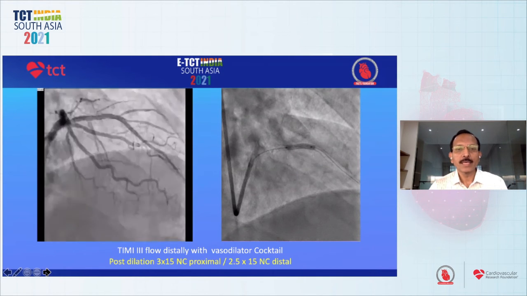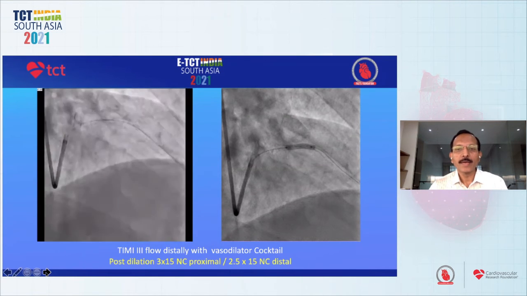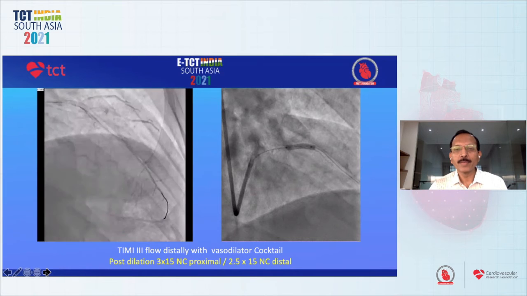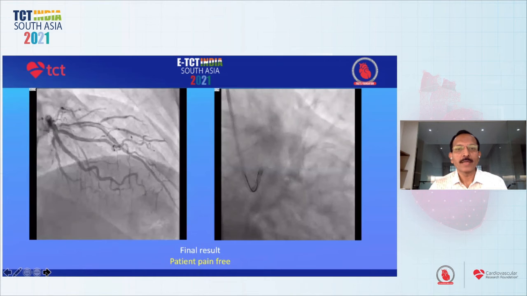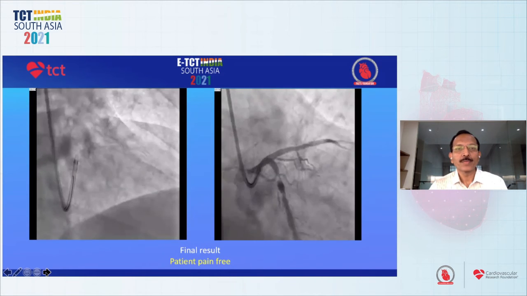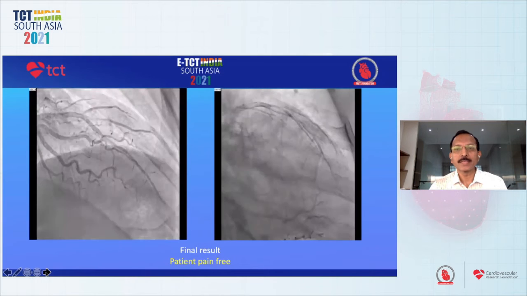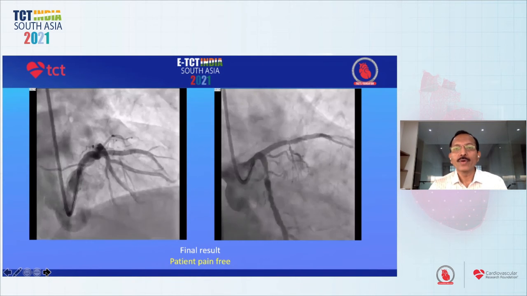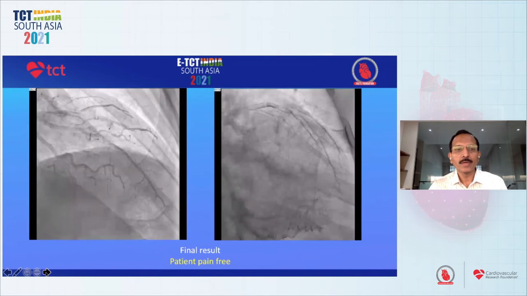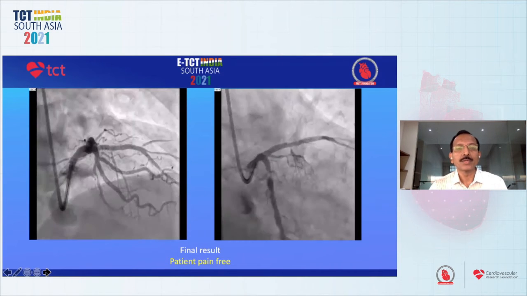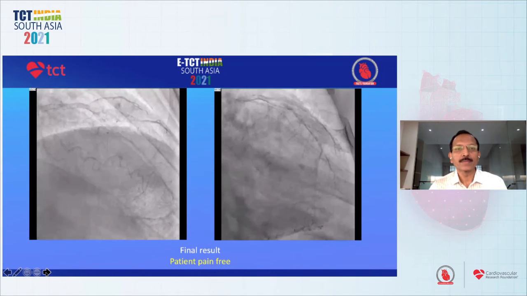We had done post-dilatation with a 3 by 15 non-compliant balloon proximally and a 2.5 by 15 millimeter non-compliant balloon distally. And we got this result. This is the final result. The patient was pain-free. There was distal TIMI 3 flow, and this was a satisfactory result. In view of a lot of procedural time and significant dye, we plan to do the circumflex and the right coronary artery at a second stage, maybe after 4 weeks.